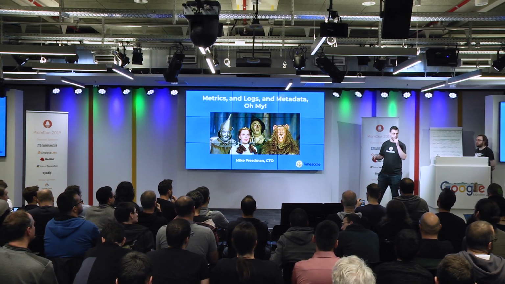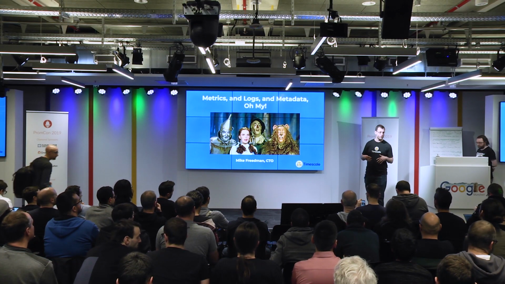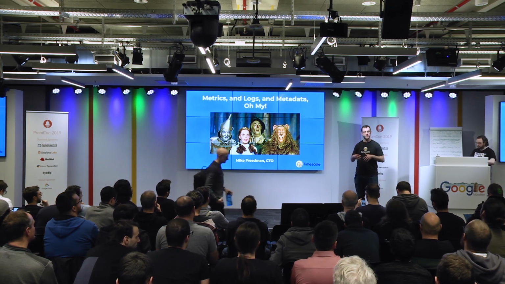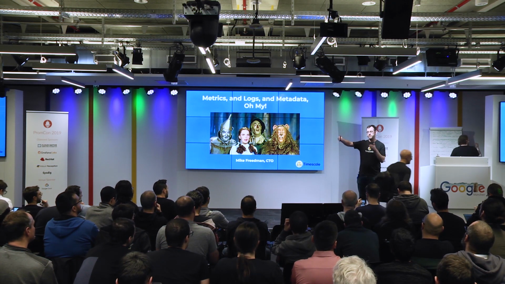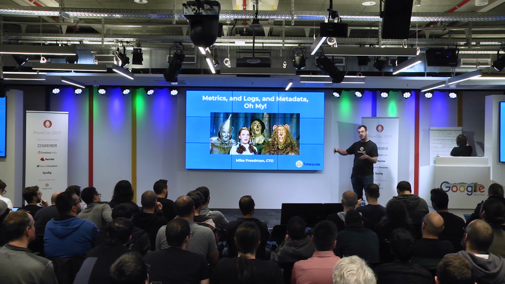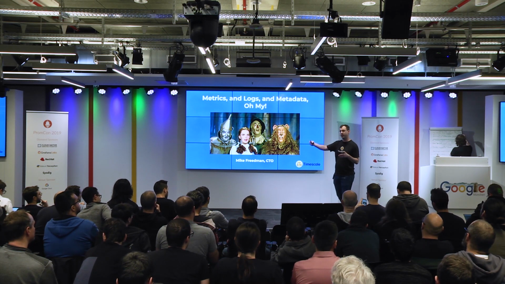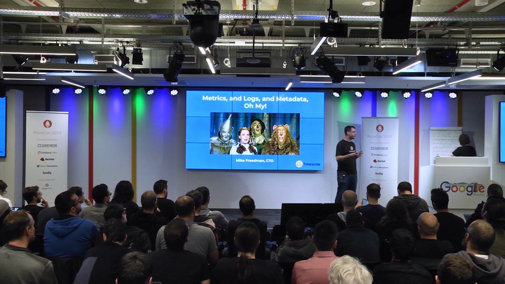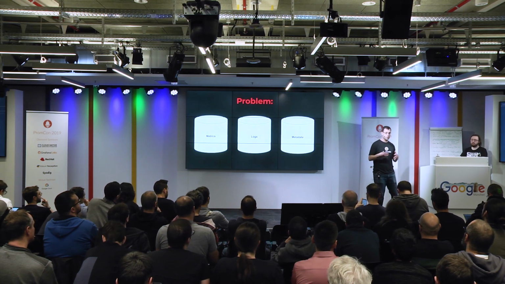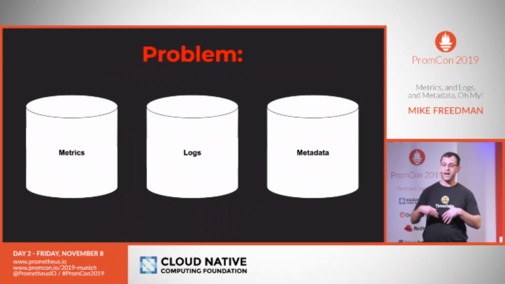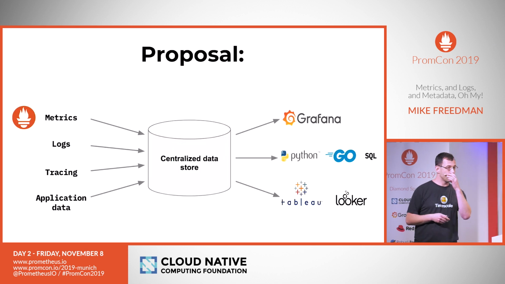A lot of this talk, obviously, on Prometheus has been about metrics, but we've heard again and again that there's often a lot of value in looking across the different data types you have, metrics and logs. We don't hear as much as we should, I think, about metadata. And so I want to talk about actually taking these three disparate data sources and thinking about them together.